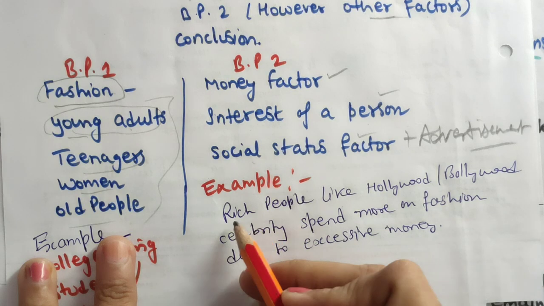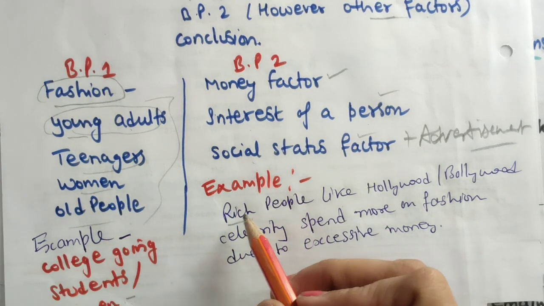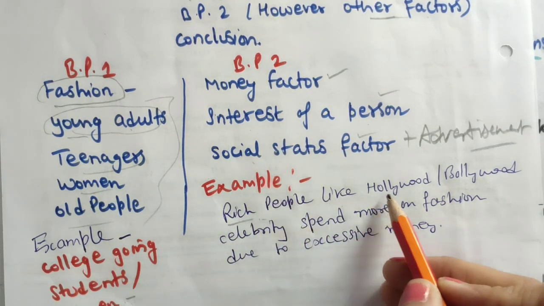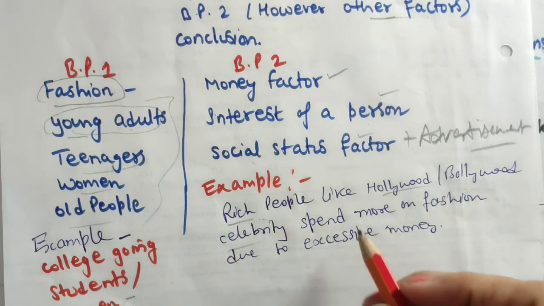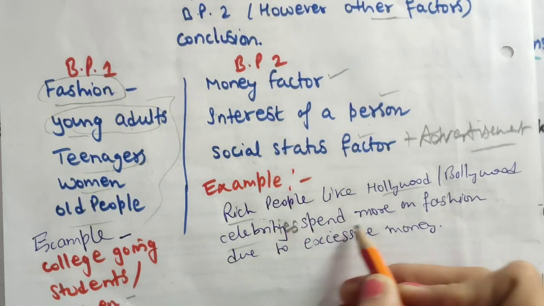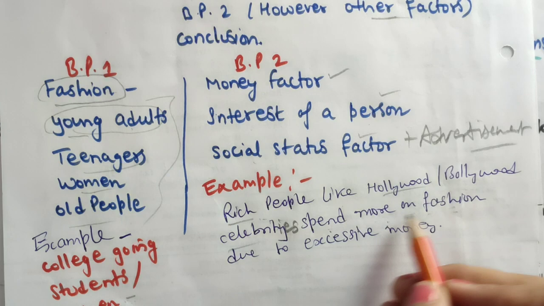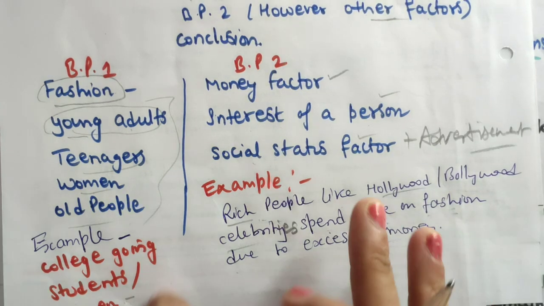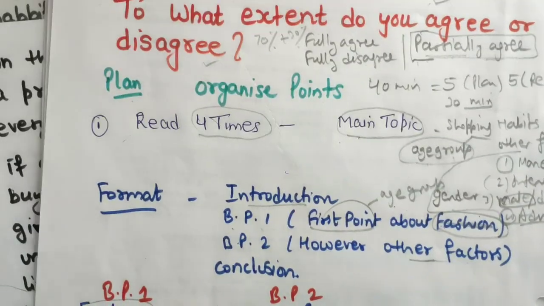Okay, so here I will be using examples also. Just try to think in advance. Rich people like Hollywood and Bollywood celebrities spend more on fashion due to excessive money and all. Okay, so let's write now.